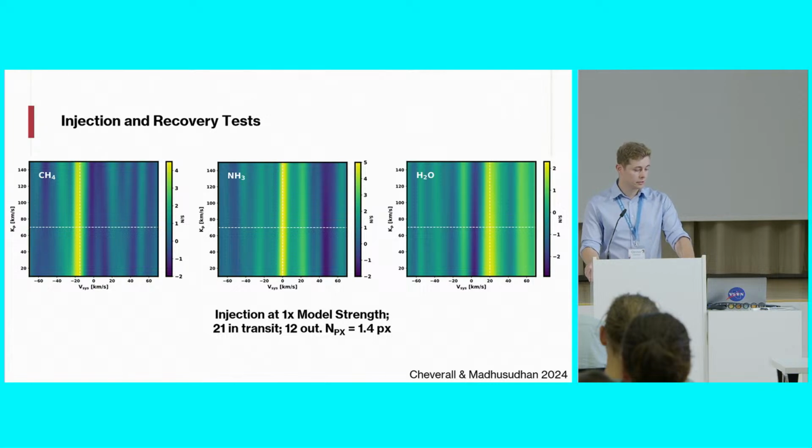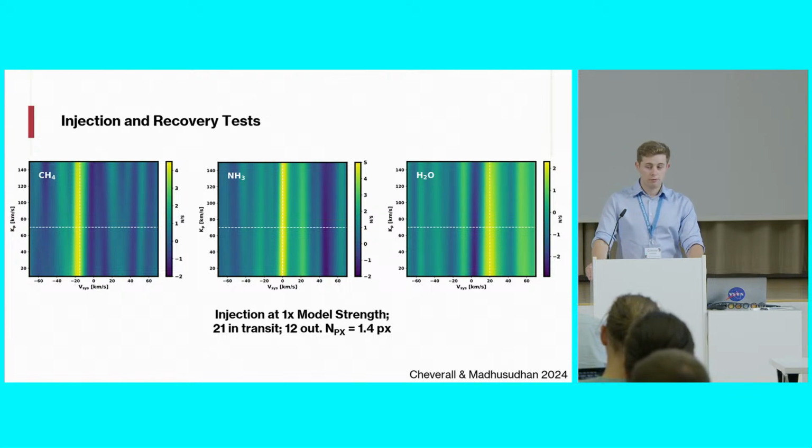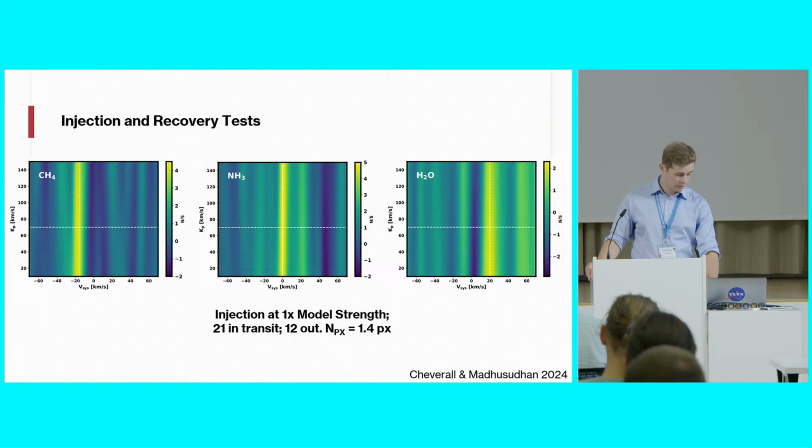Now doing our injection, we see that we can actually recover these signals to varying signal-to-noise for the different molecules: SNR of 5 for ammonia, SNR of more than 4 for CH4, and more than 2 for H2O. As you can see, the signals are completely unconstrained in KP, which is expected for these planets due to the very small in-transit phase range. So we can get it at 1.4, but that doesn't really answer the question, what is the lower limit? So how low can we go?